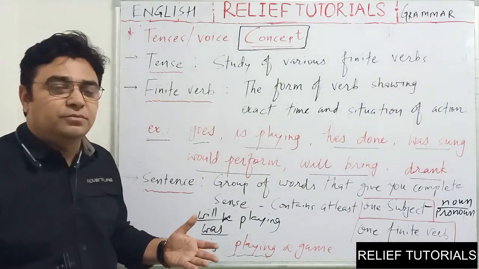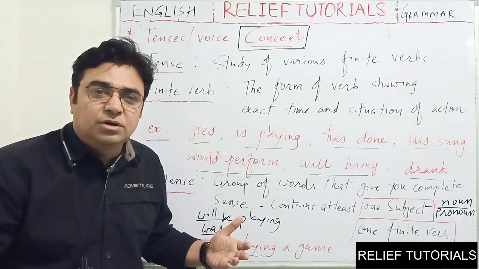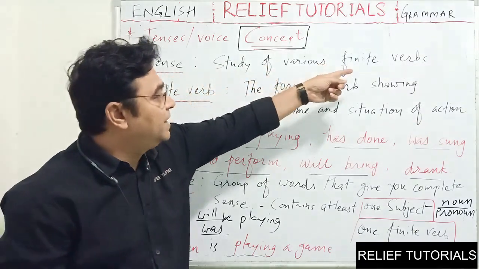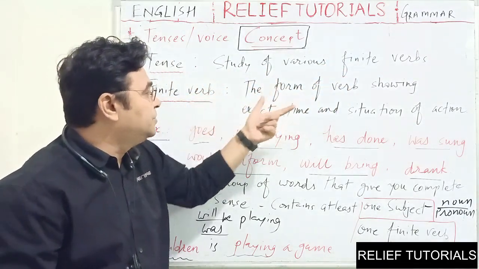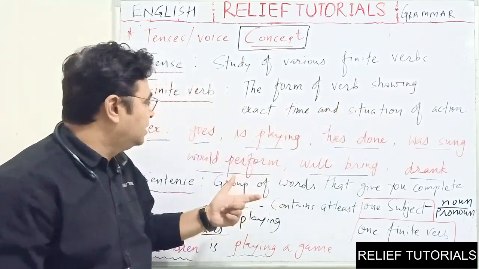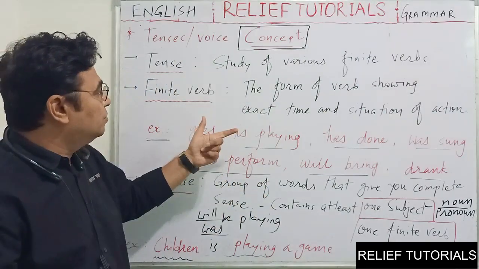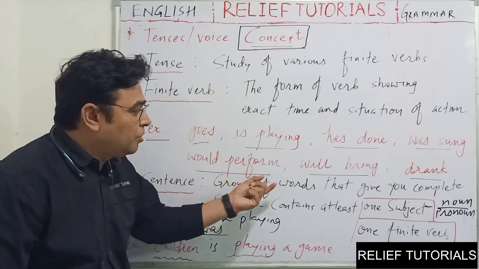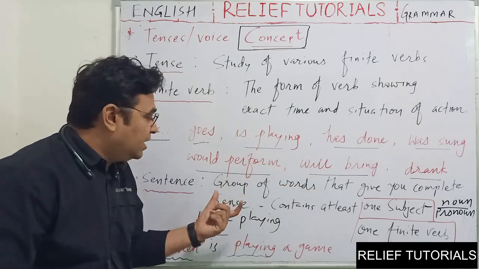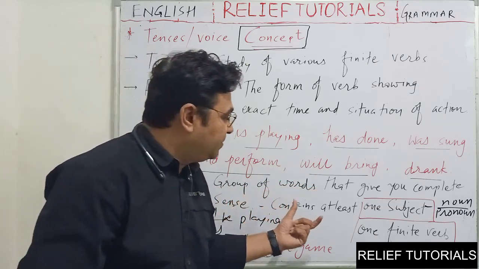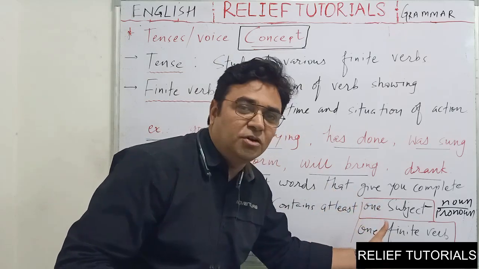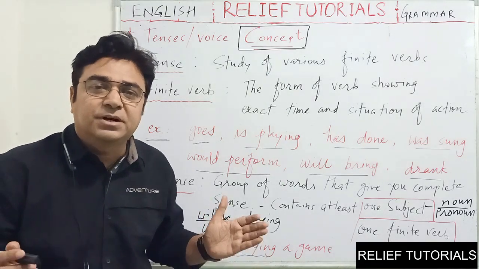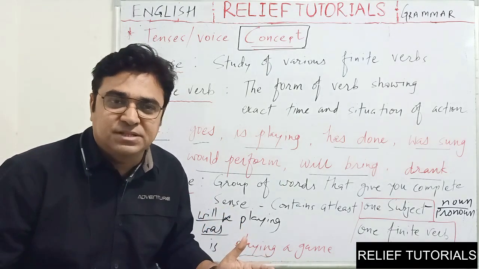So this is what we have gone through. The concept of tense. Again the revision: tense, the study of various finite verbs. Finite verbs are the form of verb that shows the exact time and situation of the action. And one of these finite verbs is absolutely essential for forming a sentence, as a sentence is a group of words that give you complete sense, and complete sense is derived by containing at least one subject and one finite verb. So this is all about the concept of tense. This is our first part of tense.